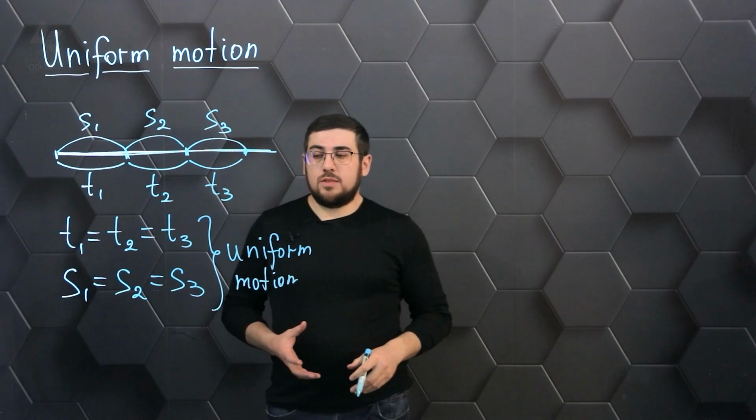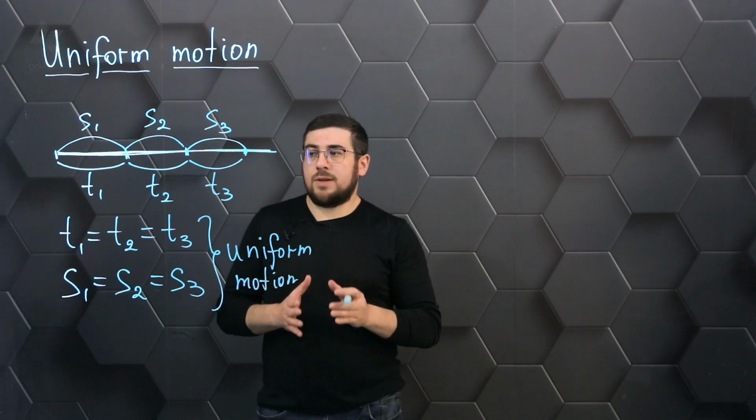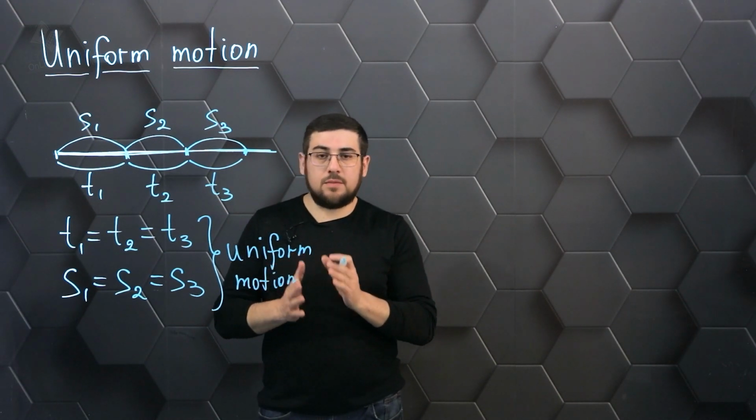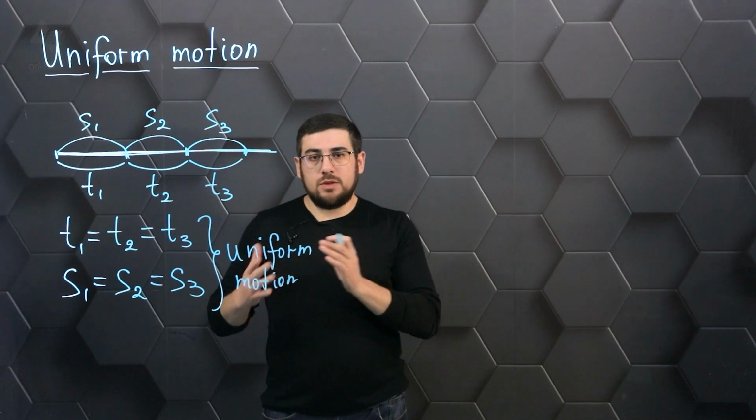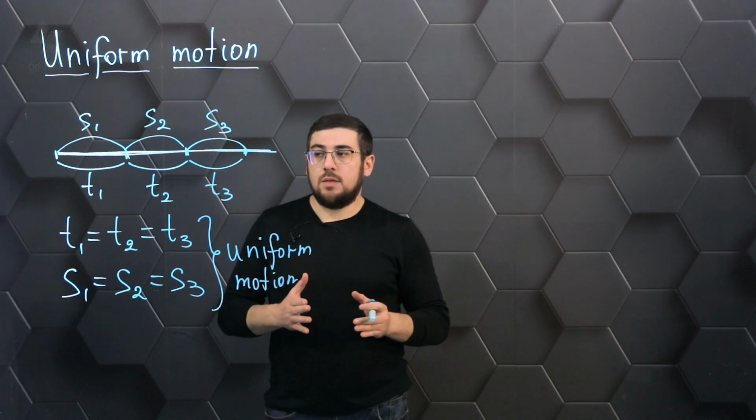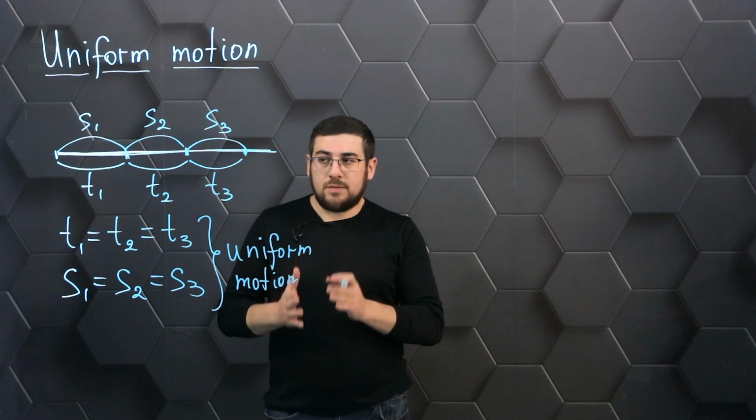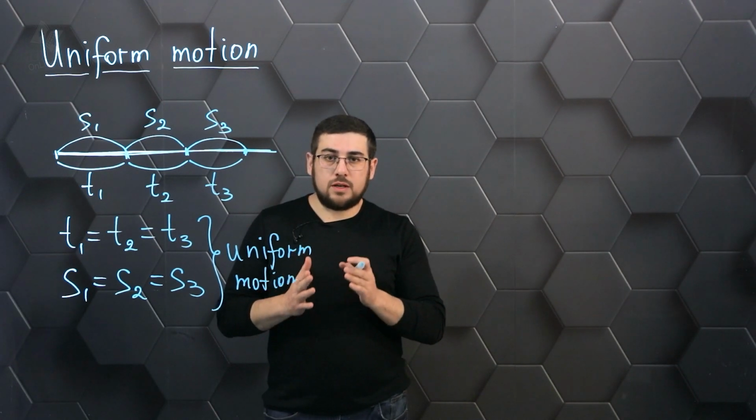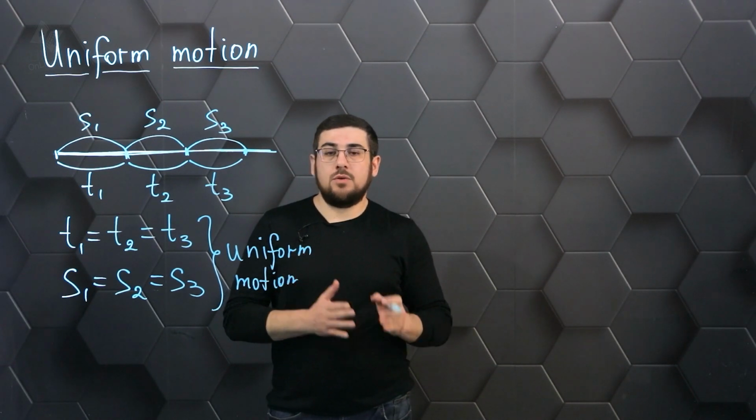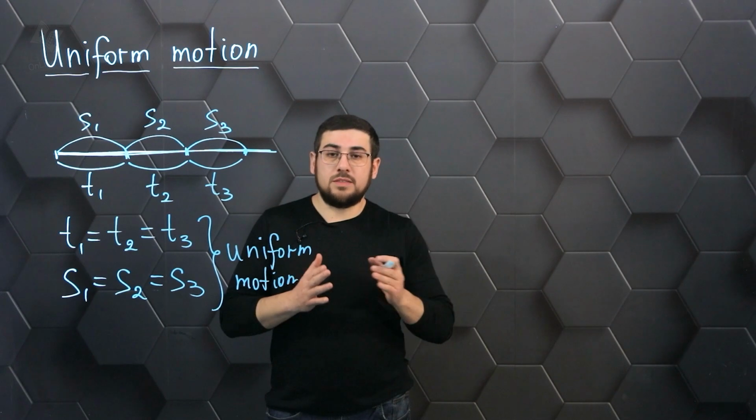Uniformity will consist in the fact that we can take any equal intervals of time. It could be a second, it could be a minute, it could be a fraction of a second. It doesn't matter. That is, our task is to show that in any equal interval of time a body goes through or makes the same displacement.